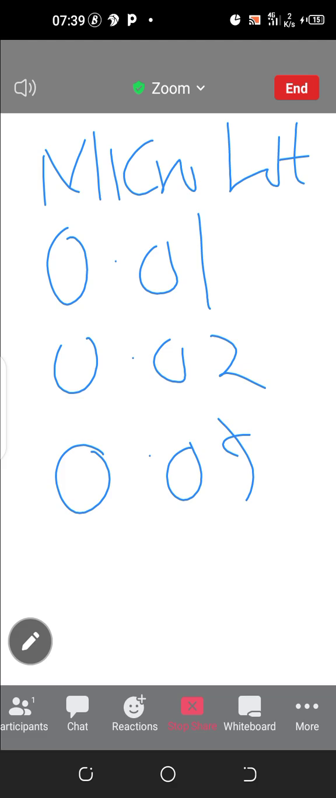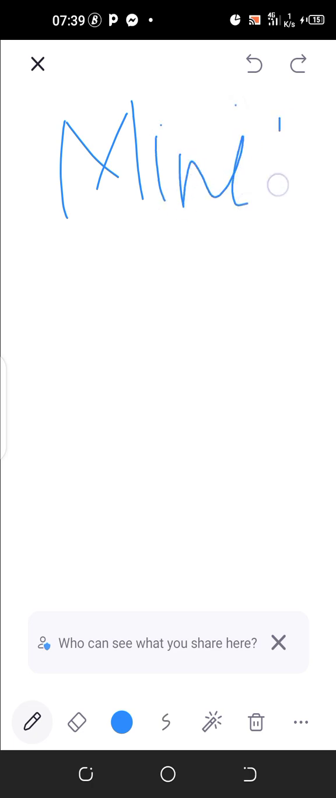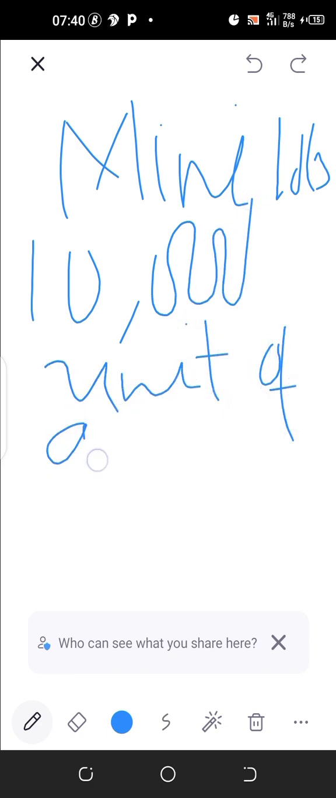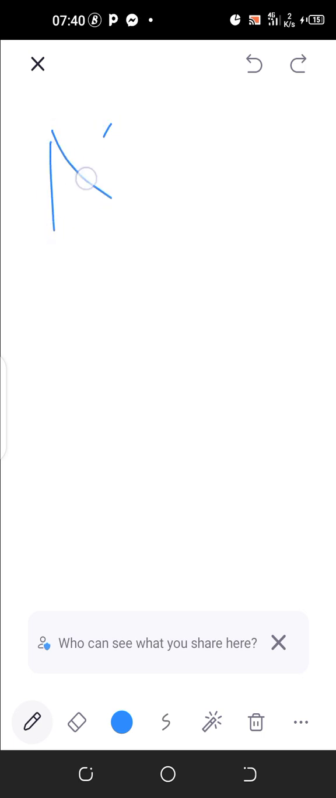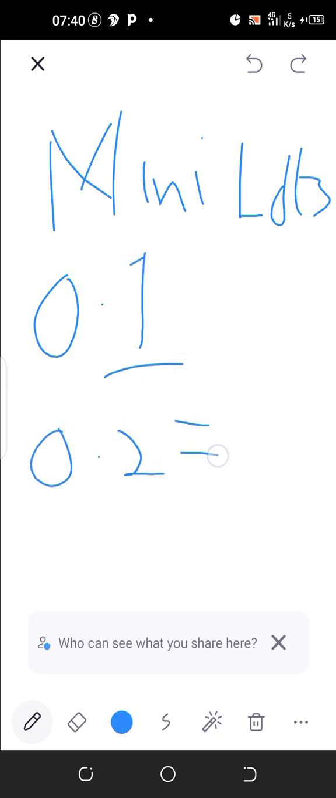So let's talk about mini lots. A mini lot is equal to 10,000 units of a base currency, and it ranges from 0.1, 0.2, 0.3, 4, 5, 6, 7, 8, down till 0.9. These are things you should really have in your head. They are very important for you as a beginner trader.